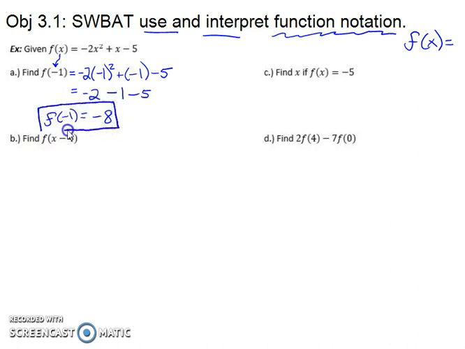What we just found is called a function value. The function equals this at negative 1. So this is a function value. Part B is the same idea, although we're now plugging in x minus 4 where the x is.